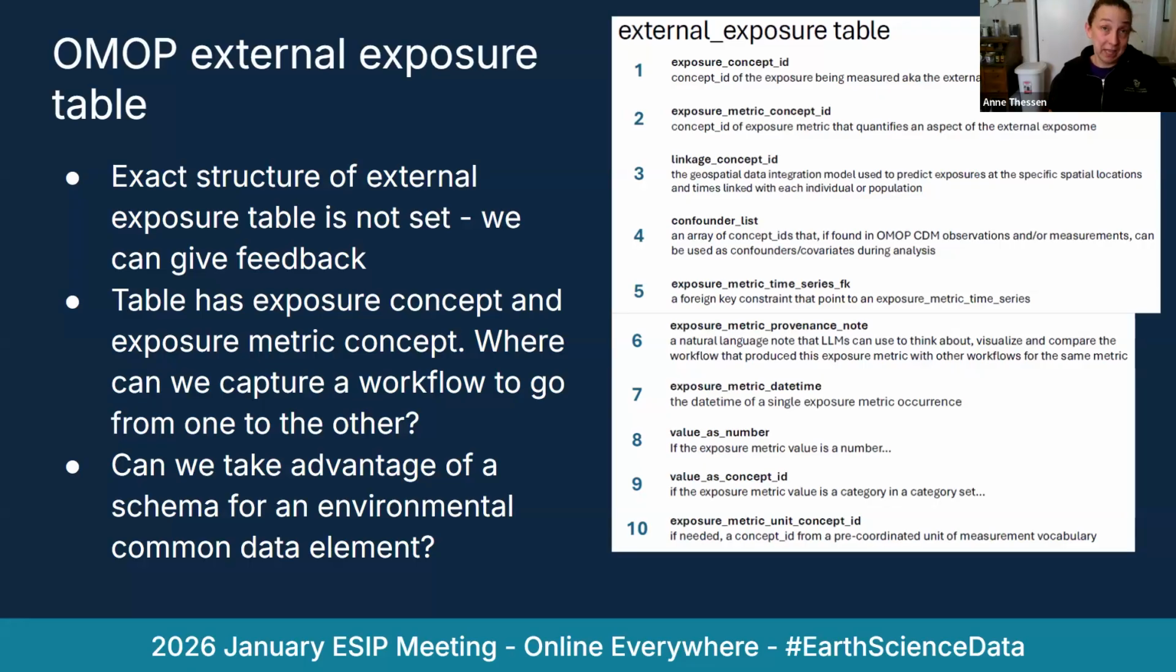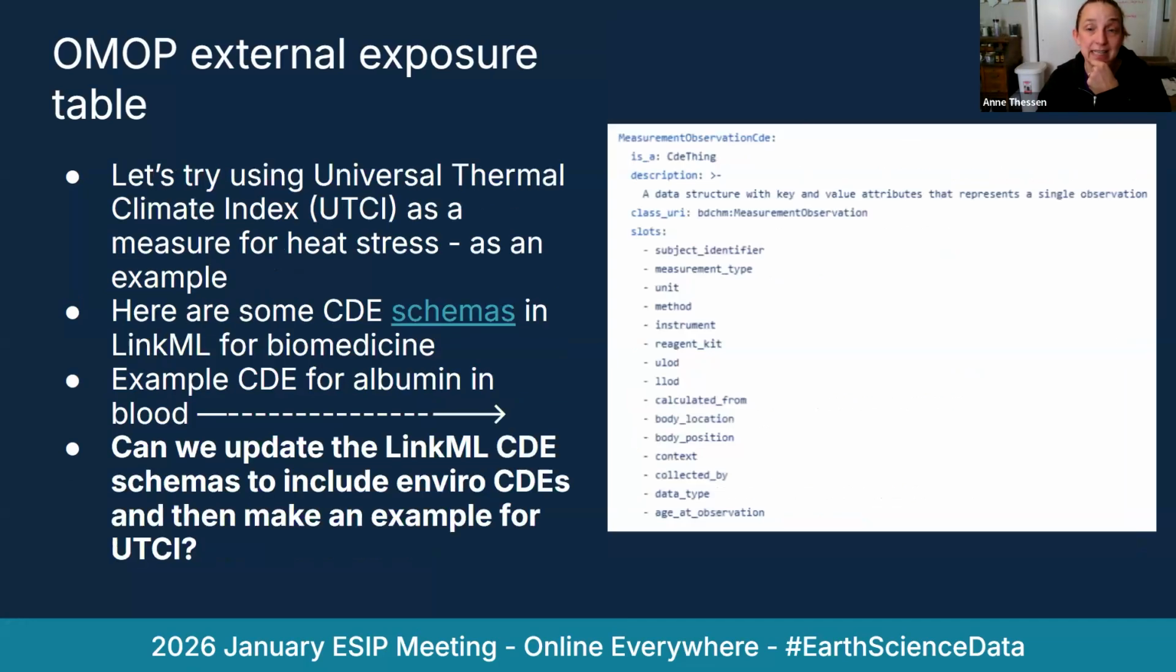And so I'm thinking that an environmental common data element might be a good place to capture that. And so that's kind of what I'm hoping to talk through today. Here's an example of a common data element schema that I developed for biomedical or clinical measurements in humans, like blood pressure or cholesterol measurement. But I would like to kind of talk through using the Universal Thermal Climate Index as a measure of heat stress, as an example, for the HIV and climate change use case.